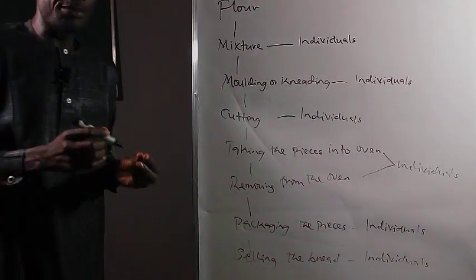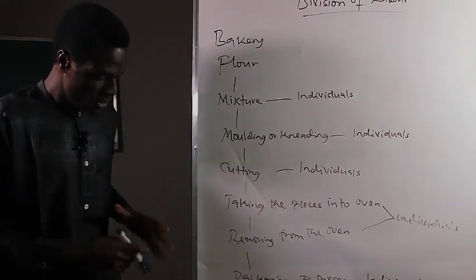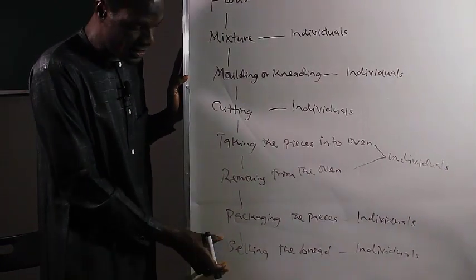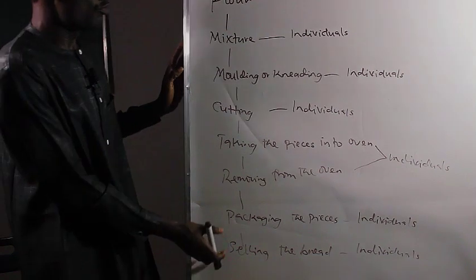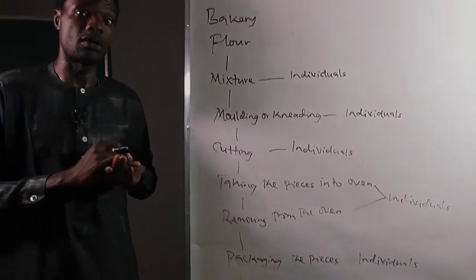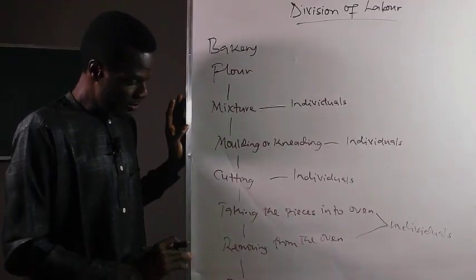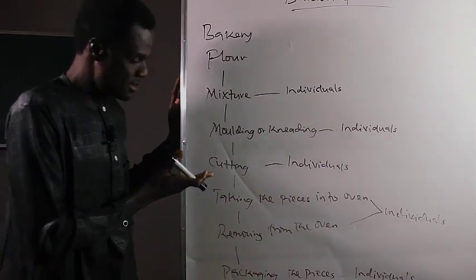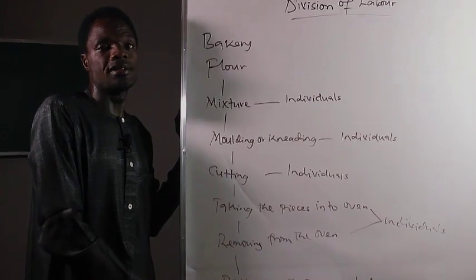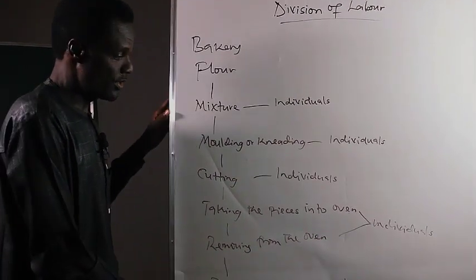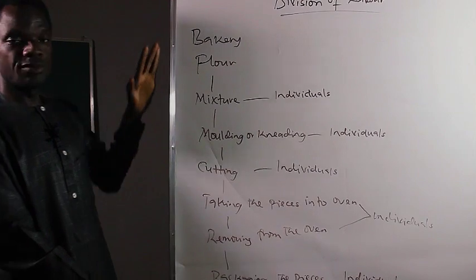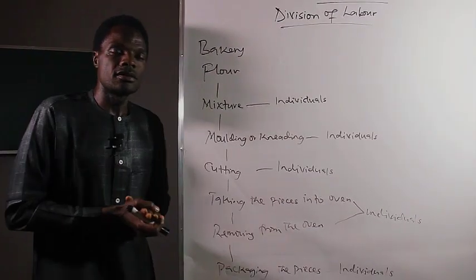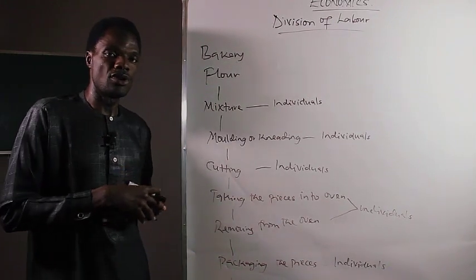So when you go to a bakery, the bakery entrepreneur may not ask the salesperson to mix the flour because it is not his work. And he may not even ask those that are cutting the flour into pieces to sell the bread because it is also not their work. So as you can see from these simple stages, we can understand that there is a need for the application of division of labor.